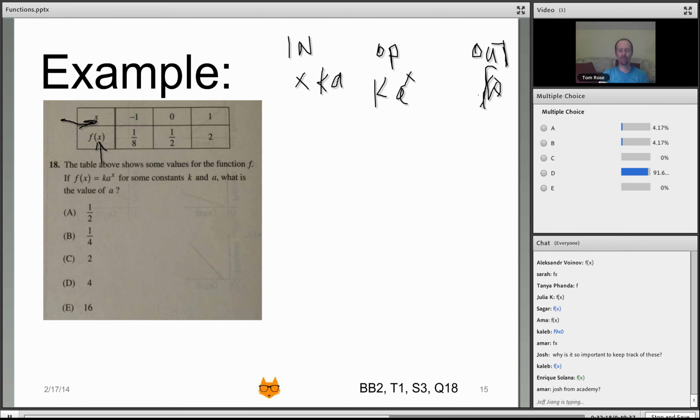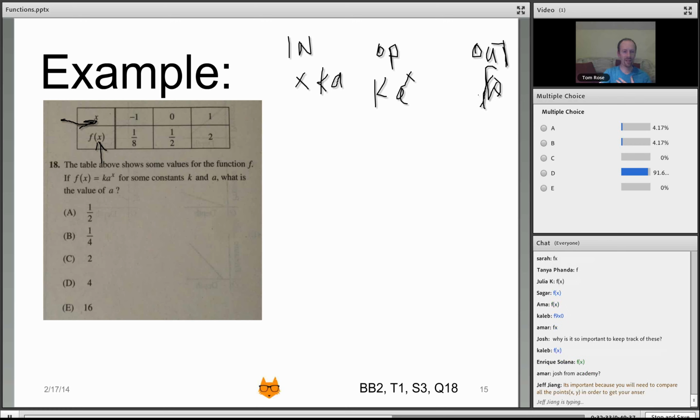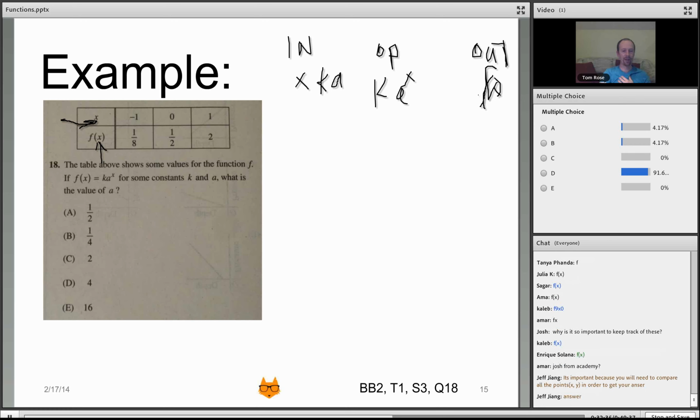Those are basically inputs. So the inputs are x, k, and a. The operation is k times a to the x. And the output is the result of that, which we're calling f of x. So they're asking, based on this table, which shows inputs and outputs, what is the value of a?